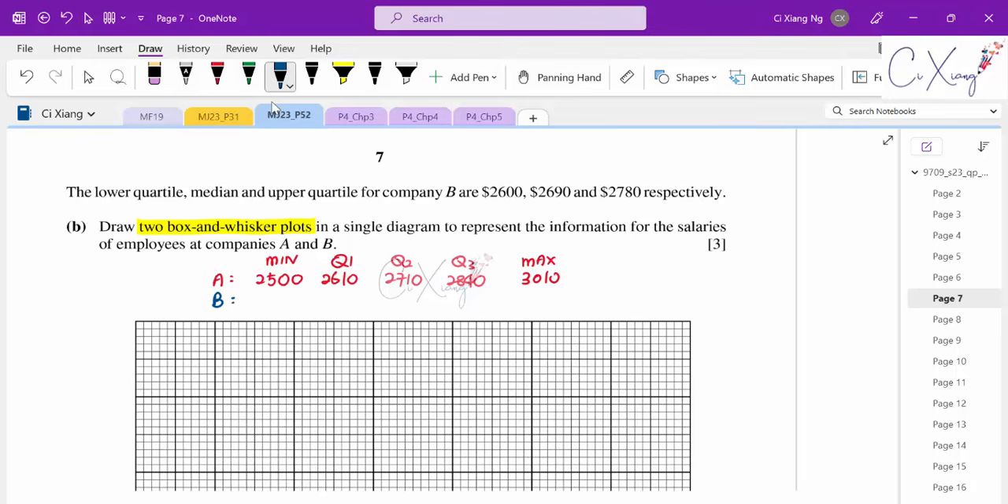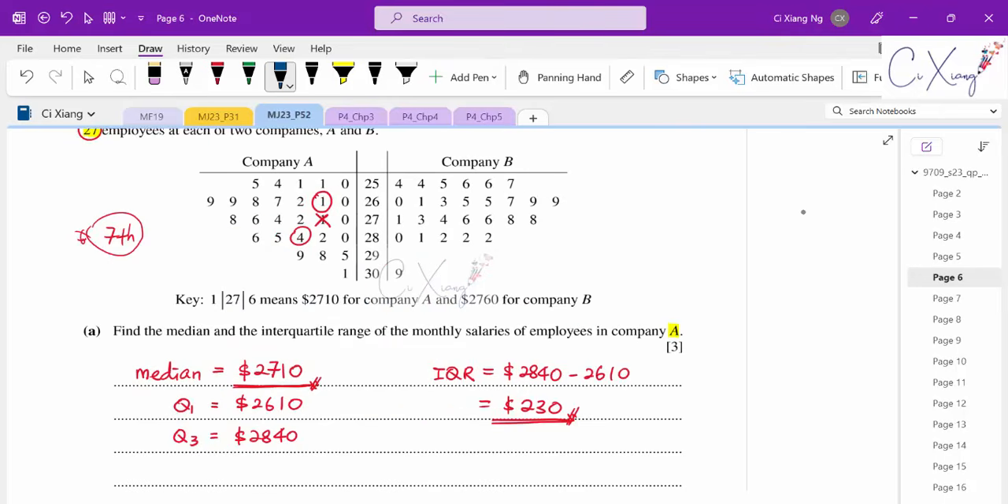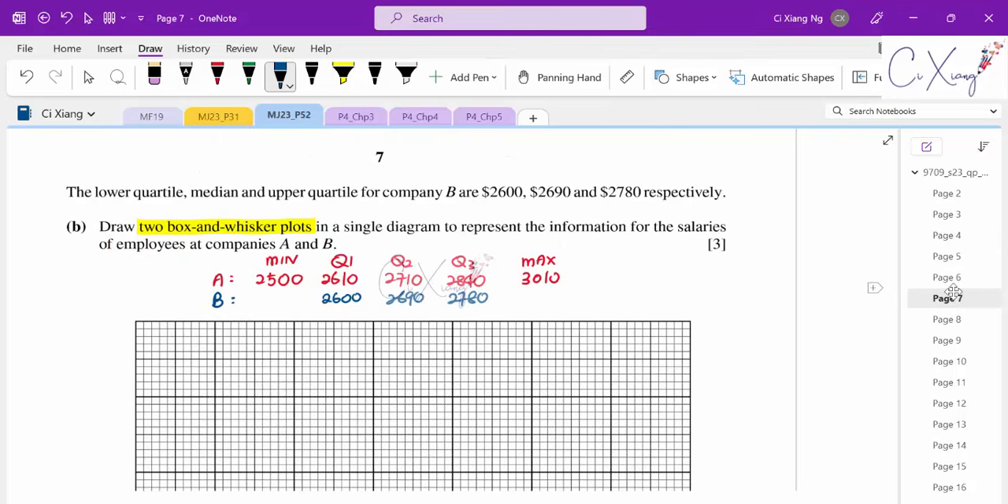Then now we look at company B. For company B, they already give us all the Q1, Q2, and Q3, so you just apply them straight away. But of course I still need the maximum and minimum for company B. The minimum for company B is 2540, and the maximum is 3090.